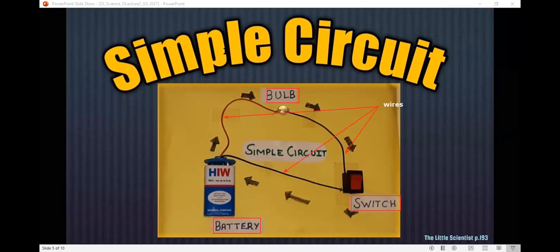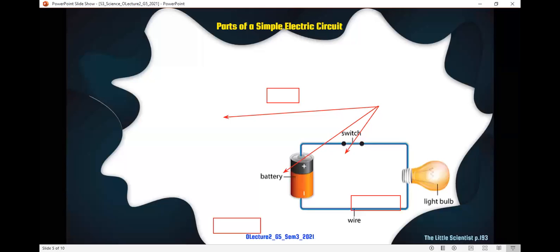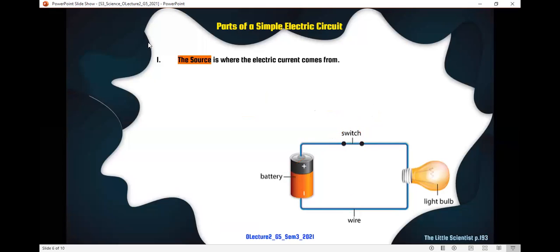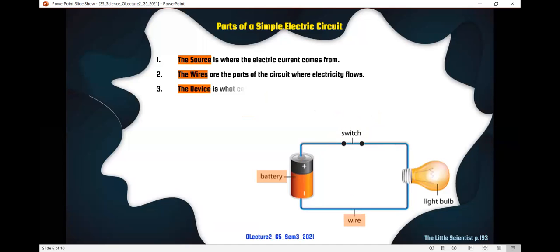Okay? So, an electric circuit needs first a source of electricity like a battery. You will need wires of course to connect all the parts together. You will need a device. As I said, a device is anything that needs electricity to work.